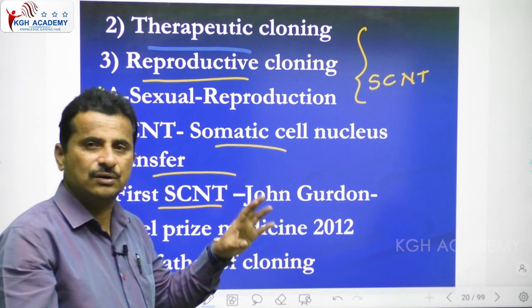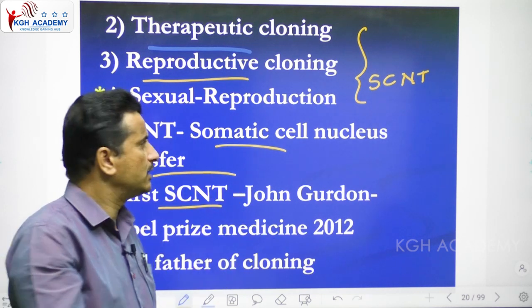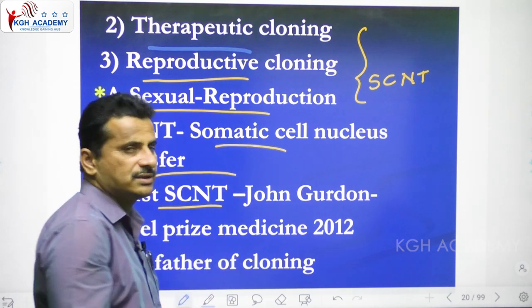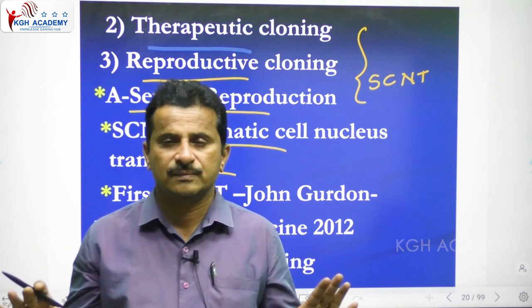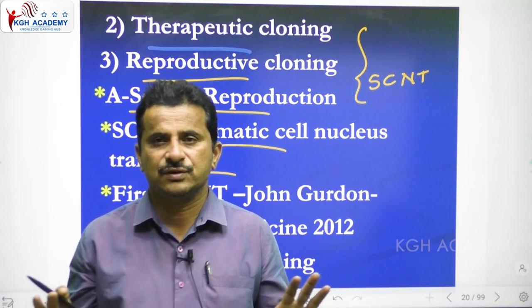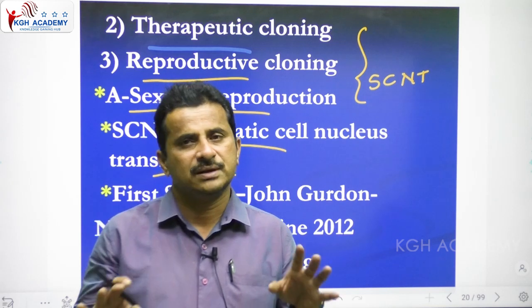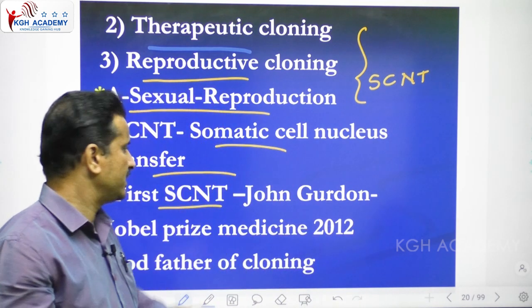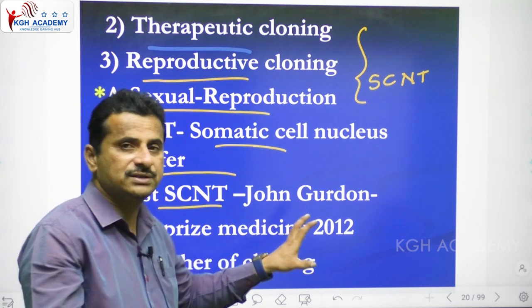Here, producing animals or organisms through cloning is equal to asexual reproduction. I already explained, in asexual reproduction there is no gamete formation, fusion and fertilization. Without that, organisms are developed. That's why this is called asexual reproduction. Here I am explaining about the somatic cell nucleus transfer.